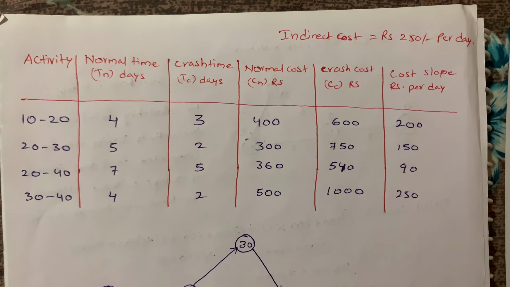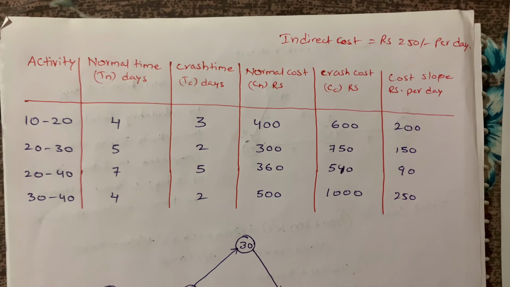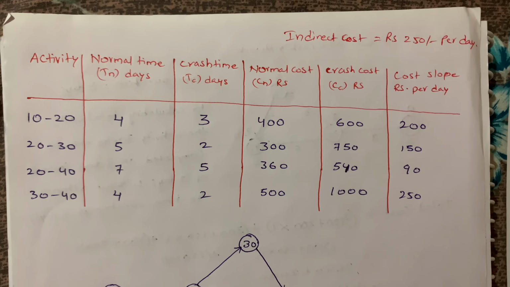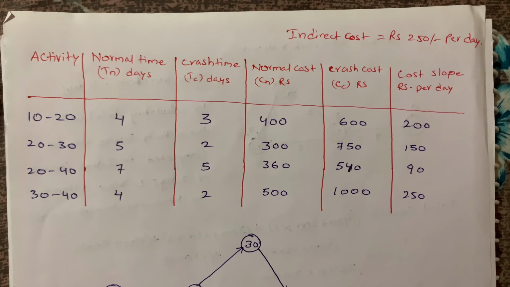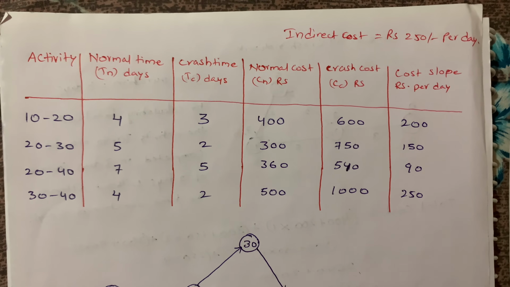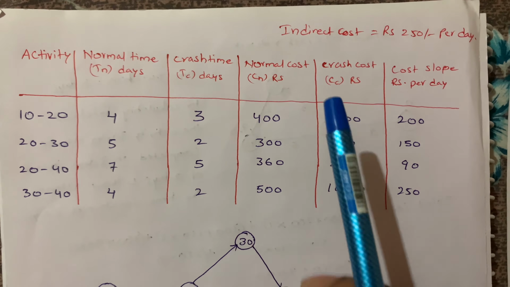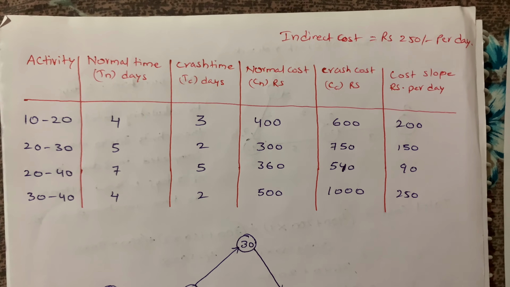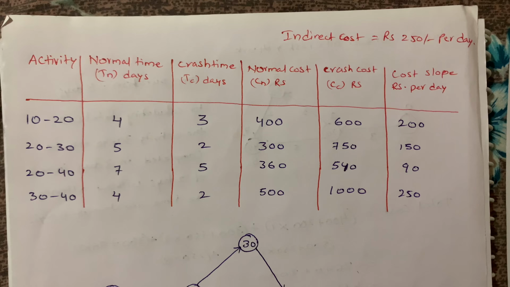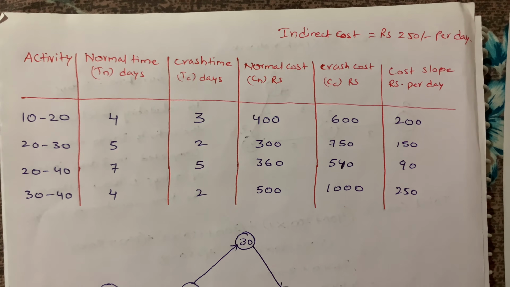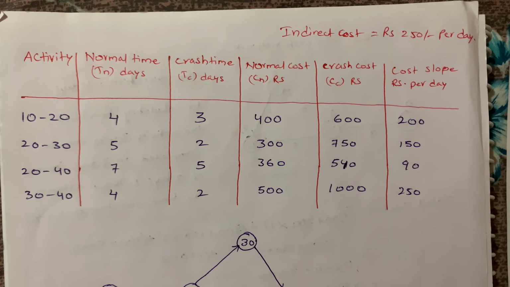Direct cost is, for example, in a project, the material cost, which belongs to direct cost, and the labor cost, which also belongs to direct cost. Indirect cost is when, in a project, there are establishment charges, insurance charges, and administration charges. These all come under indirect cost.